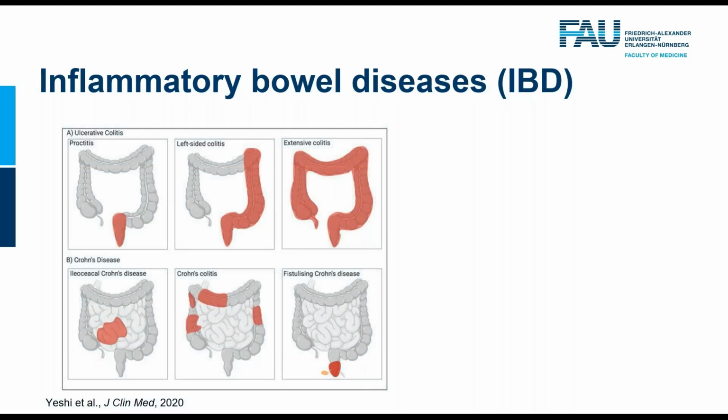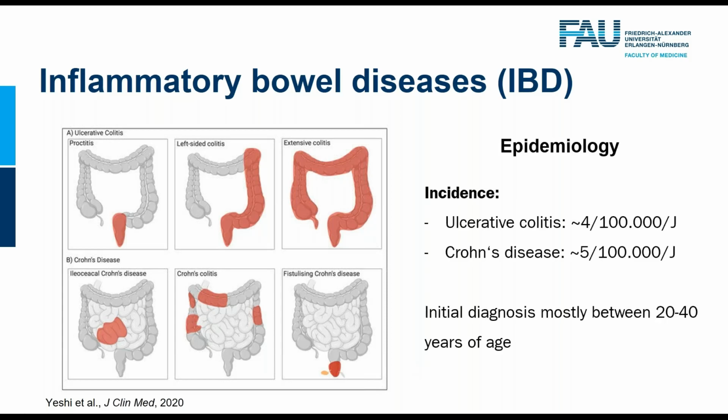So as probably many of you know, there are two main types of inflammatory bowel diseases, ulcerative colitis and Crohn's disease. Ulcerative colitis is affecting mainly the large intestine. It's starting at the very distal region, in the anorectal region, and can then go on continuously proximally up to the whole colon, whereas Crohn's disease can affect any part of the gastrointestinal tract, such as the small intestine or the colon itself. The incidence is about 4 in 100,000 inhabitants per year for ulcerative colitis, and about 5 per 100,000 inhabitants per year in Crohn's disease.